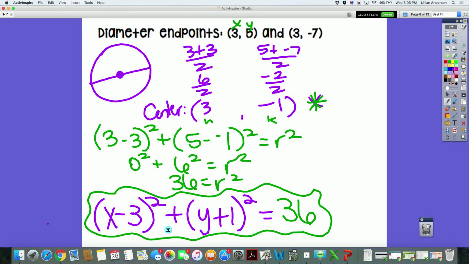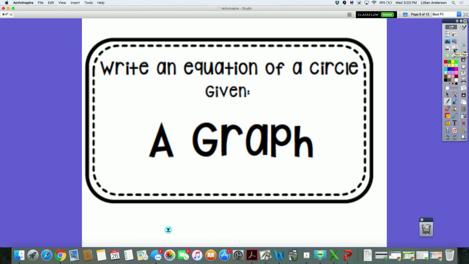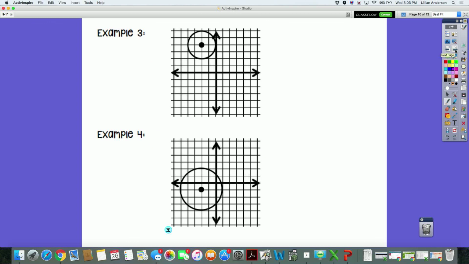All right, let's write an equation from a graph. Okay? Graph is super, super simple. All we have to do is find 2 pieces of information, okay? Because we got to write our equation. What 2 pieces of information do we need? The center and the radius. And from a picture, we just need to know how to read points.